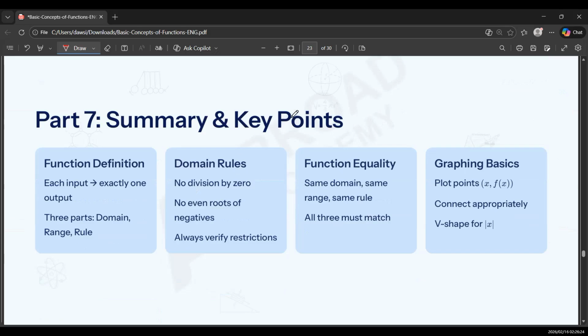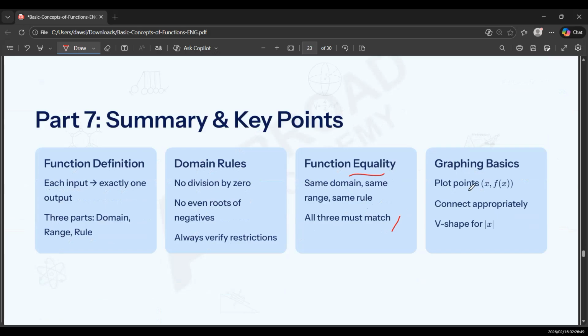A summary and key points. Function definition: each input has exactly one output. Its parts: domain, range, and rule. Domain rules: no division by zero, no even roots of negatives. Always verify restrictions. And function equality: same domain, same range, and same rule. All three must match for function equality.